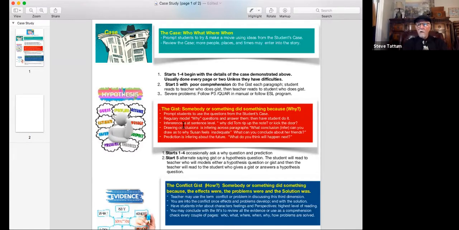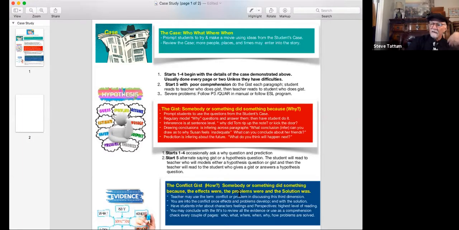Okay, so now we're in the gist. So we can read a little bit and I can ask, can you tell me the gist now? Somebody does something large, and suddenly there's an effect. Somebody hit somebody with a paddle and he fell in the water and he's struggling. That's an effect, and we're moving into the conflict gist. So I'll say, okay, somebody or something did something because, and what effects are we seeing?